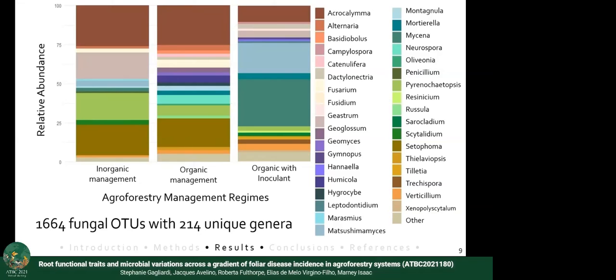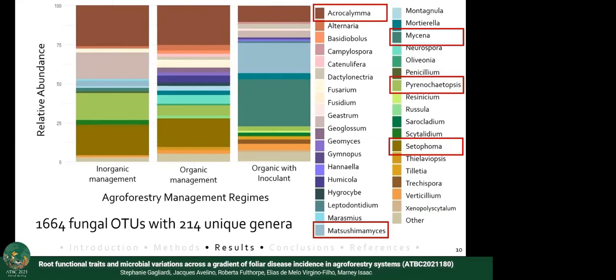identified. Similar to previous studies, there were key genera that were identified across all samples, including Acrocolima, Cetophoma, Mycena, Pyrenocatopsis, and Matsushimamyces, which were the most abundant genera in our samples. These results reveal some overlap with previous studies on coffee root-associated microbes that also attempted to describe a core microbial community for coffee below ground.